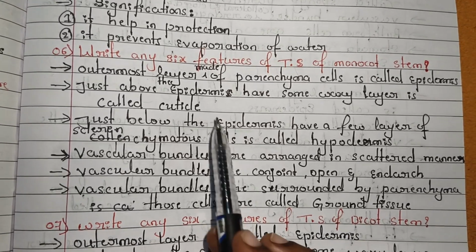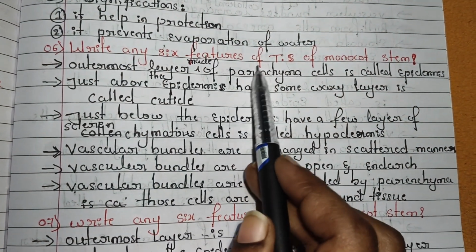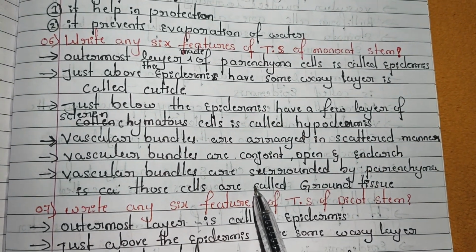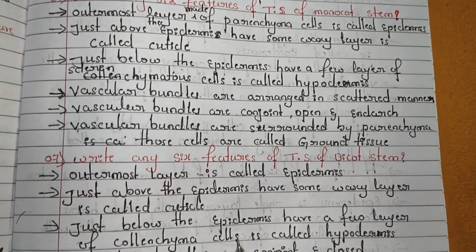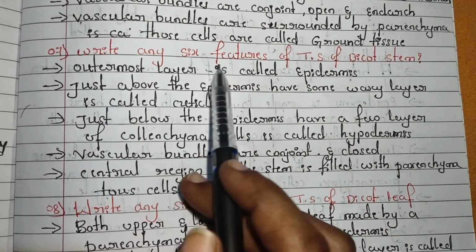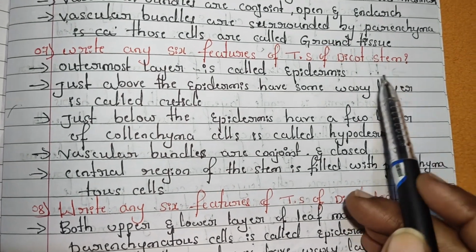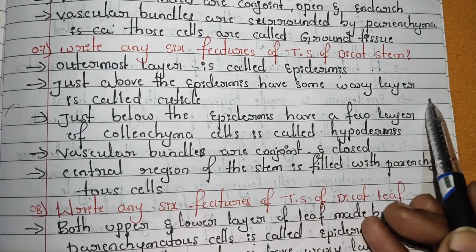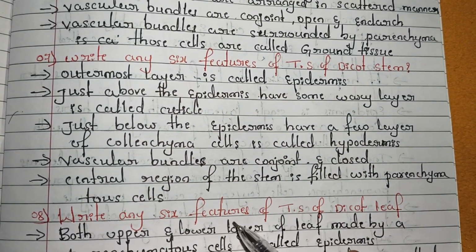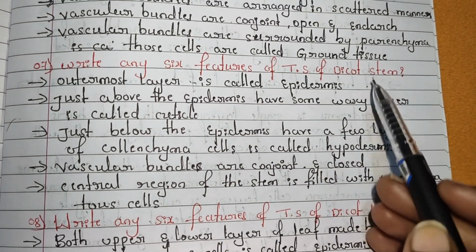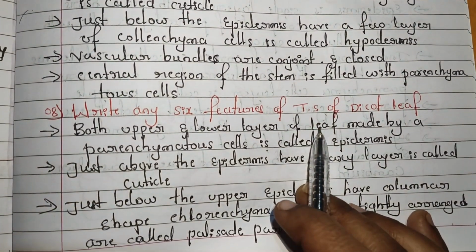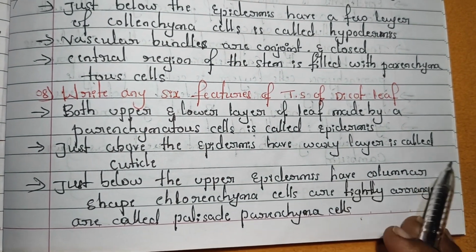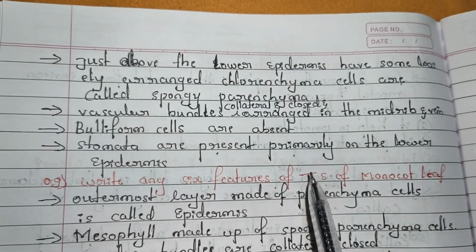The next question is: write any 6 features of TS of monocot stem. I have written these 6 points, the easiest points, and you can refer to them. Next question: write any 6 features of TS of dicot stem. Here also I mentioned the outer layer is called epidermis, and just above the epidermis there is a waxy layer called cuticle. These are similar points in all stem, leaf and root. You can refer to it. Next one is: write any 6 features of TS of dicot leaf.